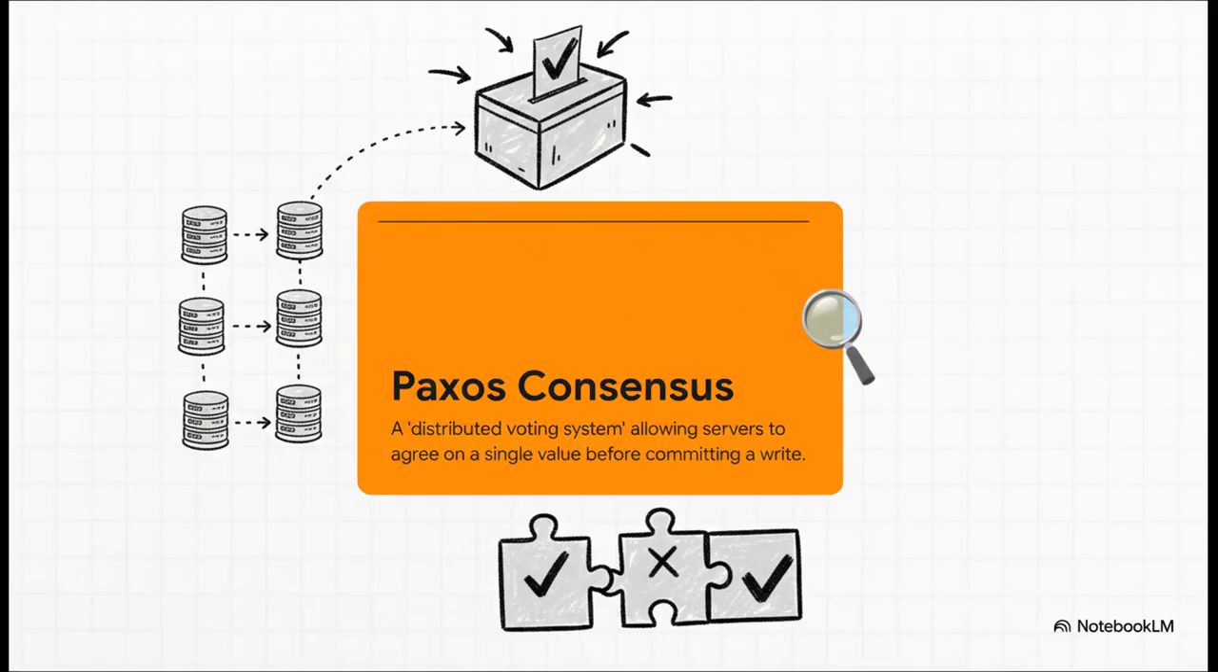Okay, so the first piece of this puzzle is a thing called Paxos. The easiest way to think about it is like a super sophisticated distributed voting system. Before any piece of data gets written, a majority of the servers spread out across different locations all have to vote and agree to accept that write. It's a way of making sure that even if one server goes down, the whole system still agrees on what the truth is.